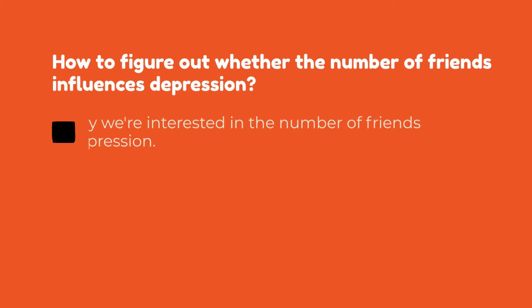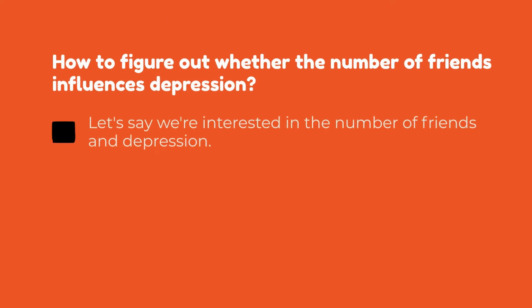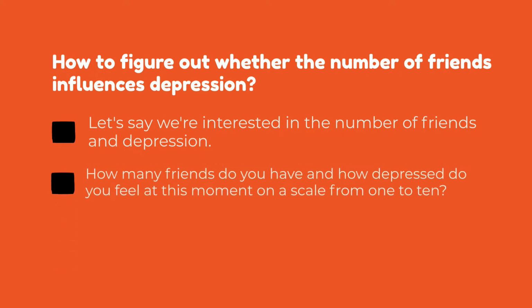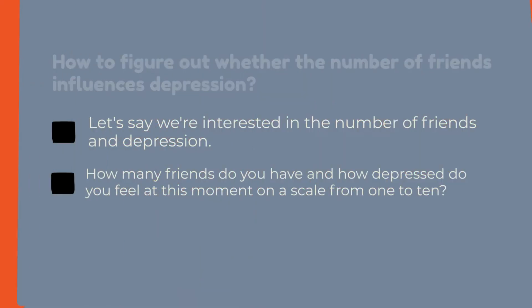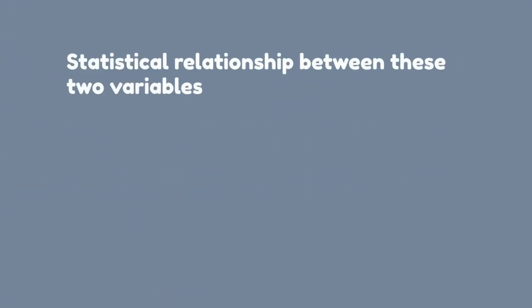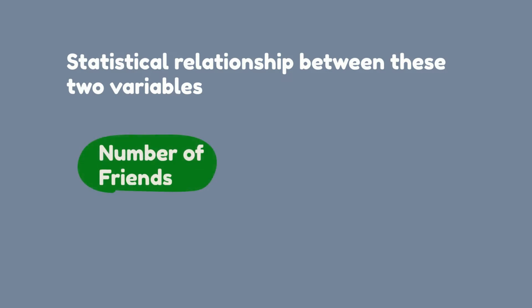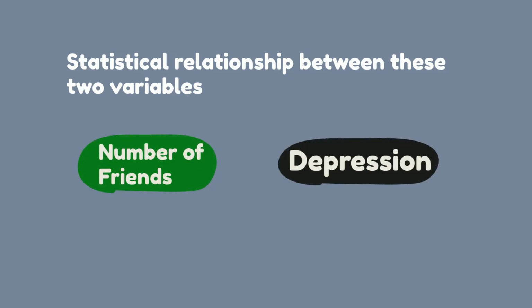Let's say we're interested in the number of friends and depression. And so therefore we conduct a little study and we just ask people, how many friends do you have and how depressed do you feel at this moment on a scale from 1 to 10? You may notice that if we ask these questions, then our 2 variables are numerical. It's about the number of friends and depression on a scale from 1 to 10. And what we want to see in our study is a statistical relationship between these 2 variables. So for example, we may want to see that as the number of friends goes up, depression goes down, or vice versa. As the number of friends goes down, depression goes up.